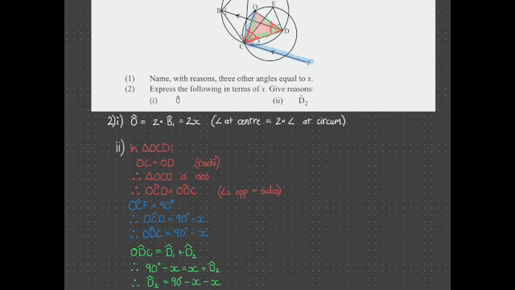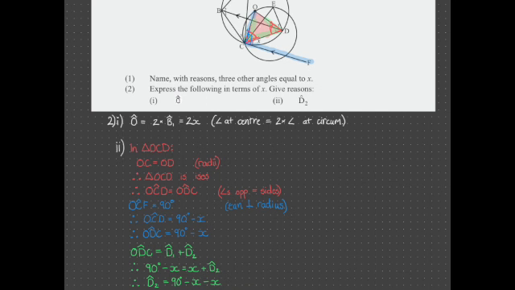Oh, I didn't write a reason over here. So it's going to be tangent is perpendicular to a radii, or radius in this case. So there's the radius, there's the tangent. This over here is equal to 90 degrees. Try and make it seeable.